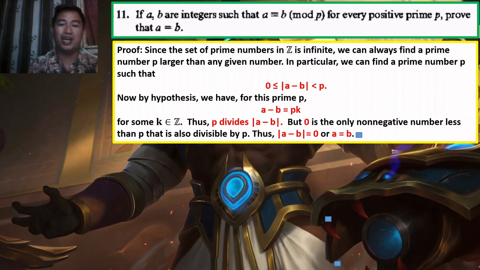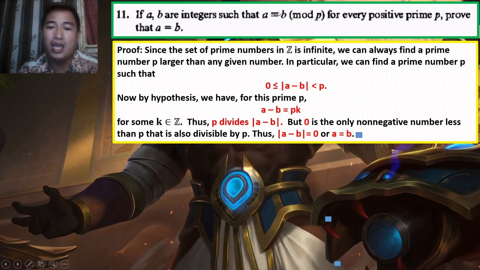Okay, now by hypothesis, we have for this prime P, okay, di ba? A is congruent to B mod P. Ato mo nang i-assume na assumption. So, A minus B is equal to PK. Tama, no? Convert natin ito. A minus B, ang equivalence, congruence na symbol, ang mod, equality na, then ang K, PK. Okay, done na. A minus B is equal to PK for some K element in Z.